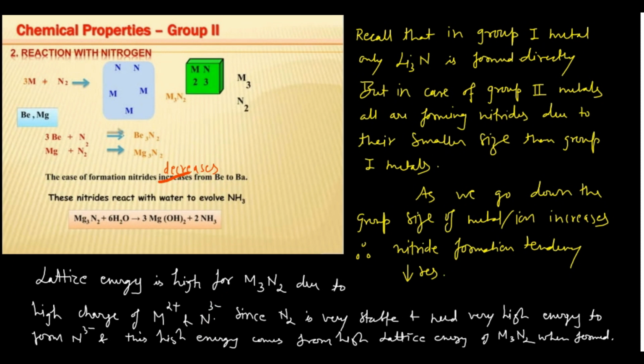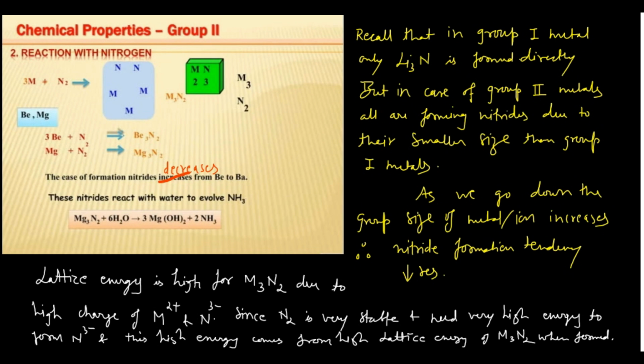Okay, this is another very, very important aspect. Here I have written that the ease of formation of nitride decreases from beryllium to barium. Earlier I told you these are not my slides, these are downloaded slides, and there was an error in that case. So it is not increases, it is decreases, as I have given you the explanation for this. I hope this is fine.